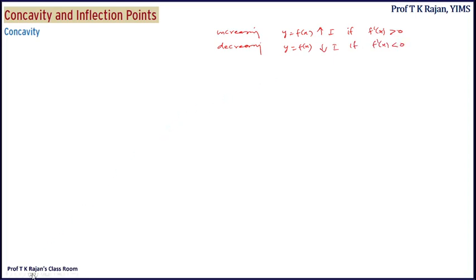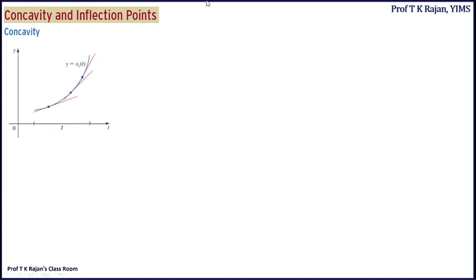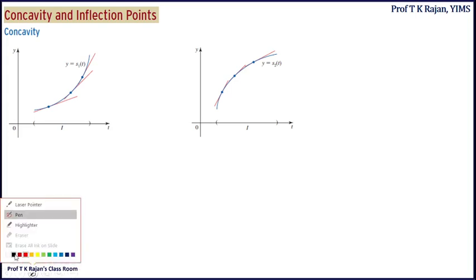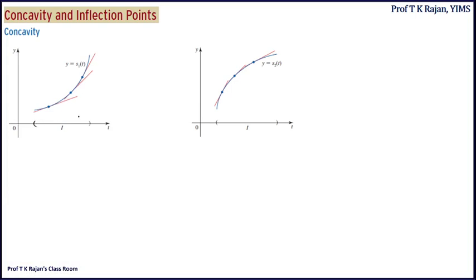Today we will discuss a new concept called concavity of a curve. For that, observe these two curves given by y equals s1t and y equals s2t. You can see that for the first curve, the slopes of tangents in this interval, the interval we are considering here, I, are increasing. Whereas for this curve, in this interval I, the slopes of tangents are decreasing.